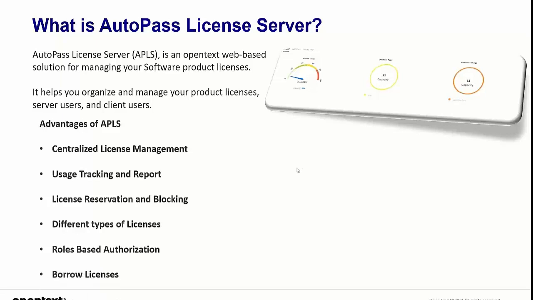Now you have another option to borrow licenses. Basically, if one APLS is looking to serve more clients and doesn't have enough licenses, it can borrow additional licenses from another AutoPass license server available within the same network. That feature of borrowing licenses is quite handy in terms of load balancing the clients' license needs.